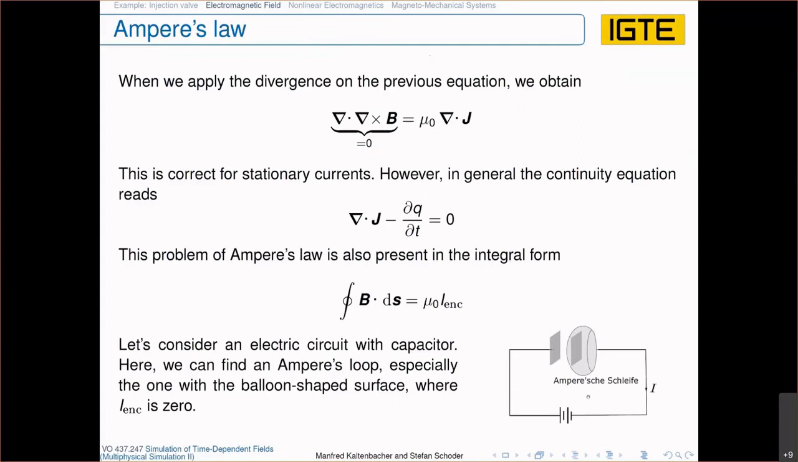If you have such a setup where we have a capacitor, then it is not a closed electric circuit in this sense, because we have the two electrodes, and in between you can find such a balloon shaped surface as shown here, and this doesn't enclose any current, although we know a current is flowing. So with this equation we should get out that there is no current within our structure.